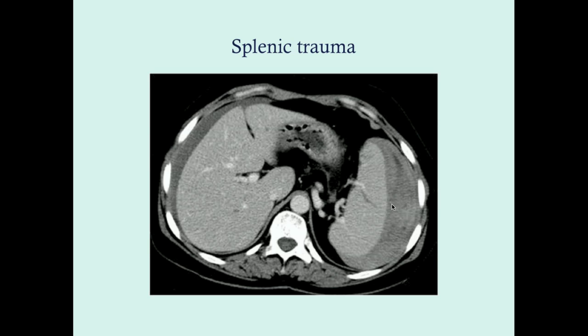Here you see a subcapsular hematoma. So this is your capsule of the spleen here running around. You see, I think this is probably the splenic artery here. And then you see this region here where there's bleeding. Obviously a different resonance than the rest of the spleen.